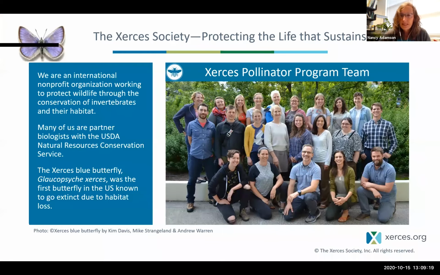So the Xerces Society is a nonprofit organization, and we work to protect wildlife through the conservation of invertebrates and their habitat. And we'll be celebrating 50 years in 2021. We take our name from the first butterfly known to go extinct in the US, the Xerces blue butterfly, the first butterfly to go extinct due to habitat loss. And it's in the gossamer winged butterfly family, Lycaenidae, that includes our eastern-tailed blue butterfly.